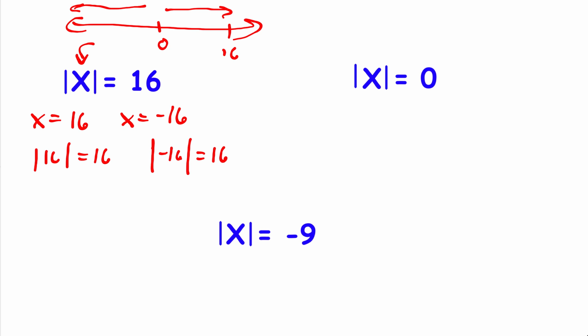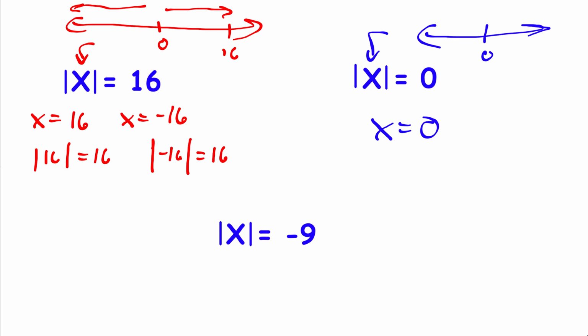Mind blowing. Okay, so now the next one, the absolute value of x equals 0. Here's my number line, here's 0. If I don't go anywhere, my answer is 0. The only thing I can take the absolute value of to get 0 is 0.